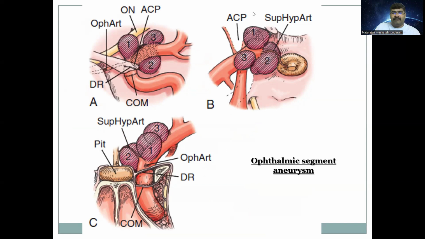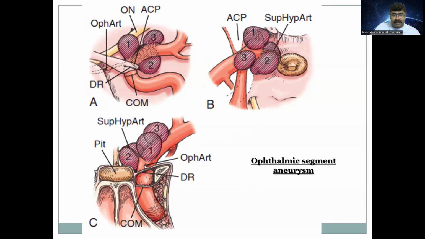Then the ophthalmic segment aneurysms. Here there are three types. One is the ophthalmic artery aneurysm. Then you have the superior hypophyseal artery aneurysm, and then the dorsal variant aneurysm. So this is the anterior view.